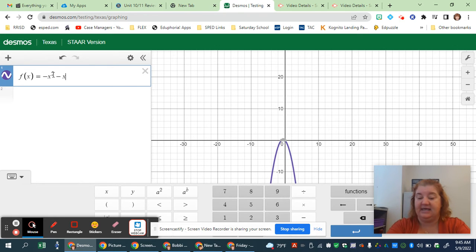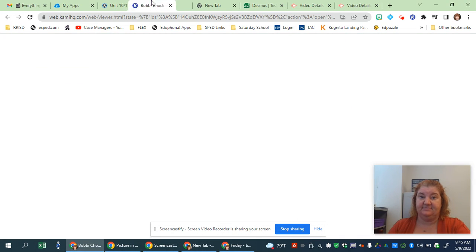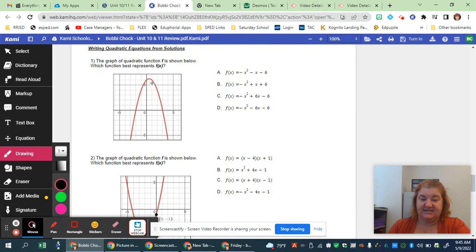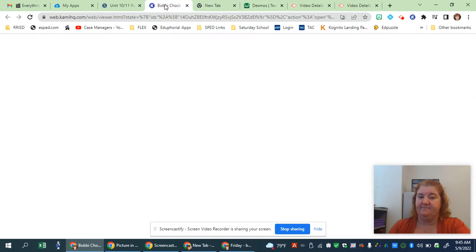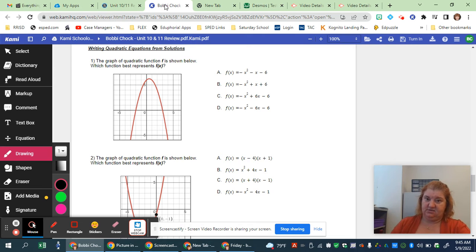minus x minus 6. Okay, that does not look like this because look, see this one, how it's way up here? Do you see that? And do you see that this one is below the x-axis? So that's not it. Okay, so we can cross that one out.